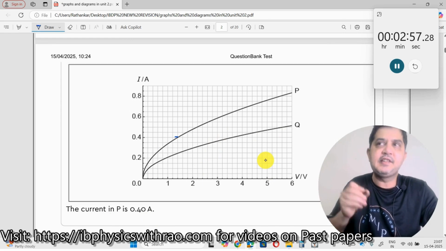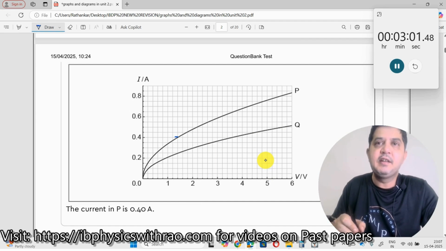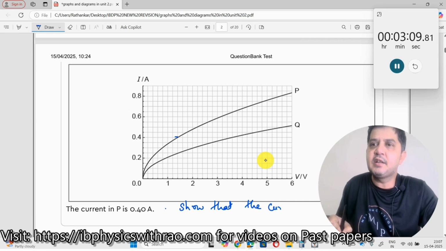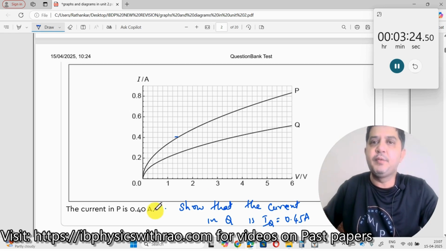So this is a structured question. I just looked at the answer to see what the complete question is. The complete question is something like: show that the current in Q, IQ, is equal to 0.45 amperes. This is the answer, and this is what you need to show over here. Now how do we do this?